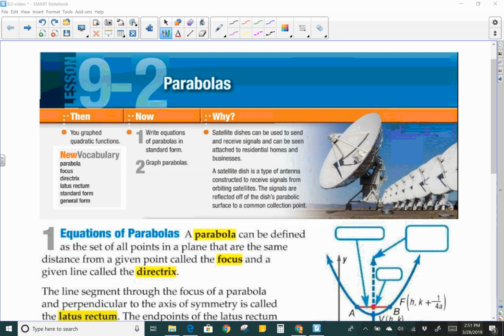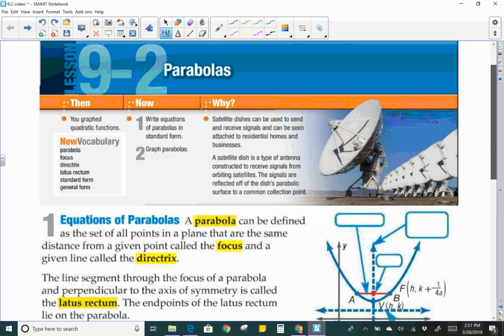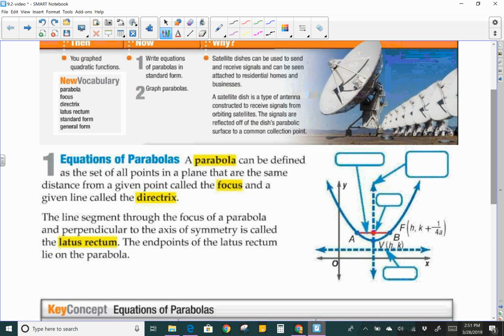Okay, today's lesson is 9-2 parabolas. We have graphed parabolas back in chapter 4 earlier in the year, but now we're going to learn a little bit more about parabolas. One of the first things we're going to learn is something called the geometric definition of a parabola. It means really where does it come from geometrically.